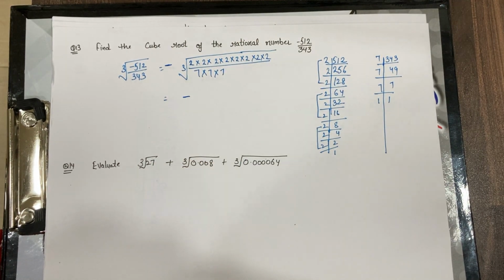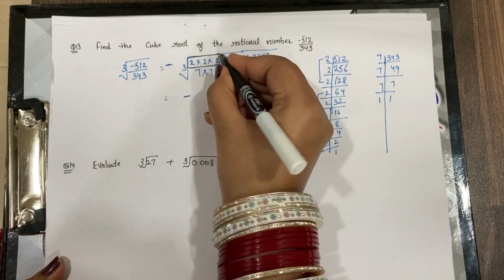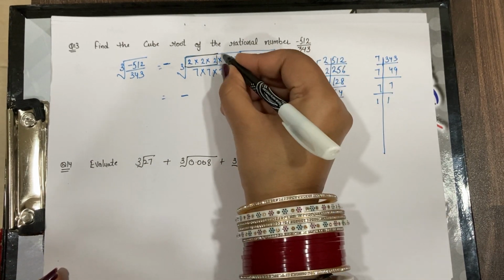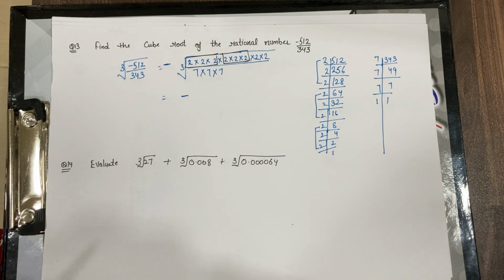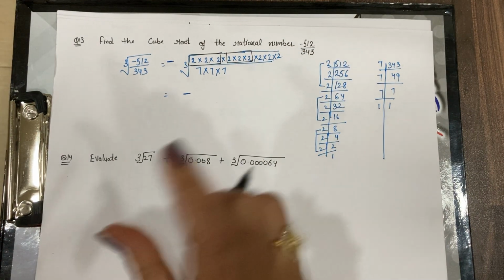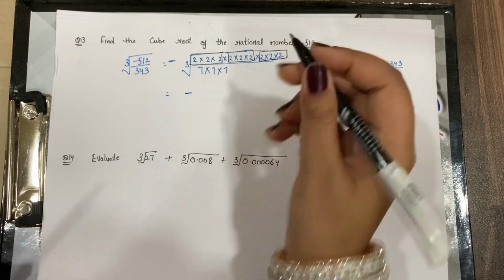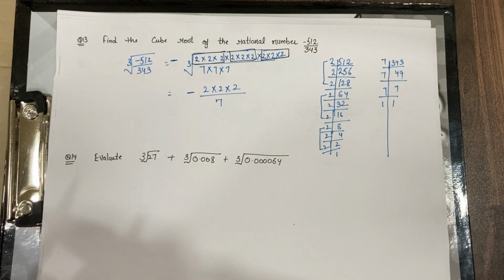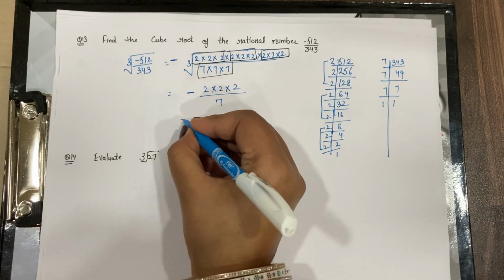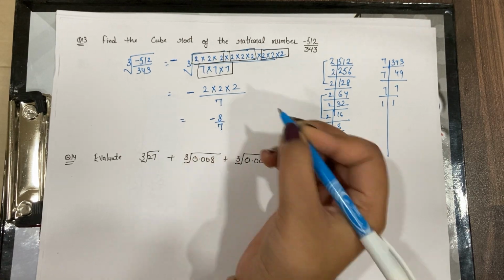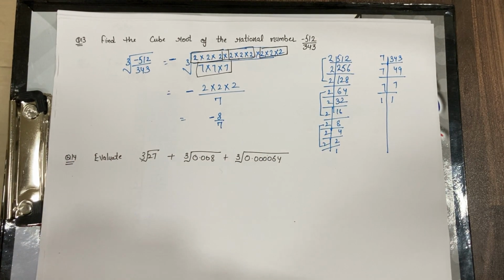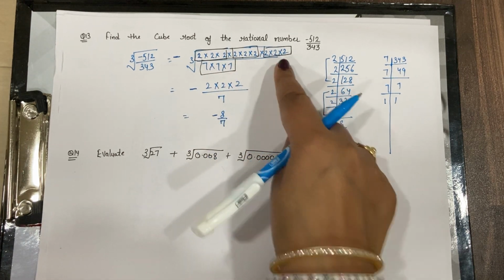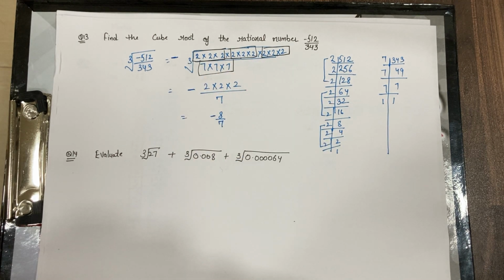So when I make groups of 3, from here I'll get a number which is 2. From here I'll get a number 2. Okay, we have to write 2 9 times. So one time again we'll be writing it. So 2 into 2 into 2 and 7 in the denominator. Out of all 3, as I told you, one number will be outside. So our answer is minus 8 upon 7. Cube root of the given number is minus 8 upon 7. Clear? 2 will be here 9 times. I skipped one time. 2 will be here 9 times.